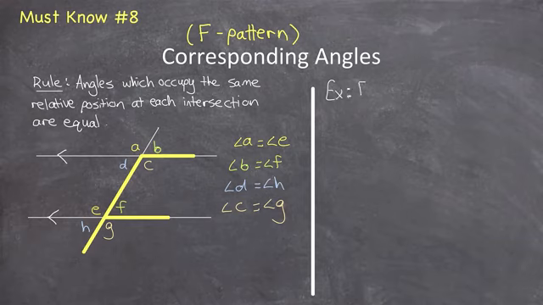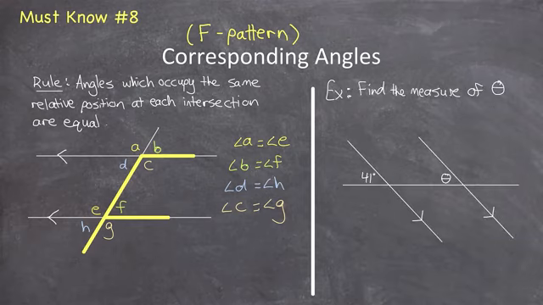Let's find the measure of angle theta in this diagram. To find theta, I noticed that theta and 41 degrees are equivalent because they're corresponding angles. And I can see that more clearly if I draw the F pattern. In that F pattern, I know these angles inside of the F are equal to each other. So theta must equal 41 degrees.